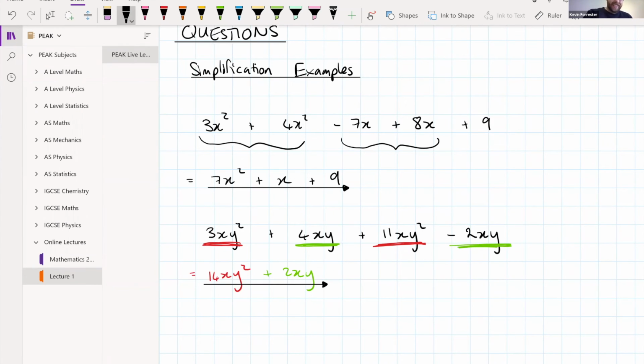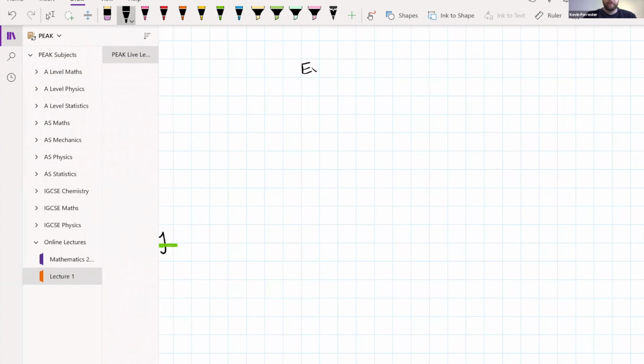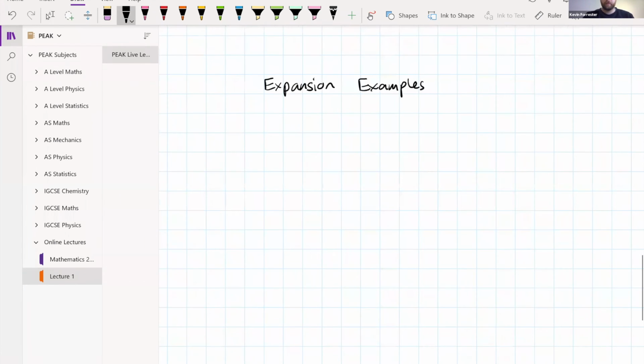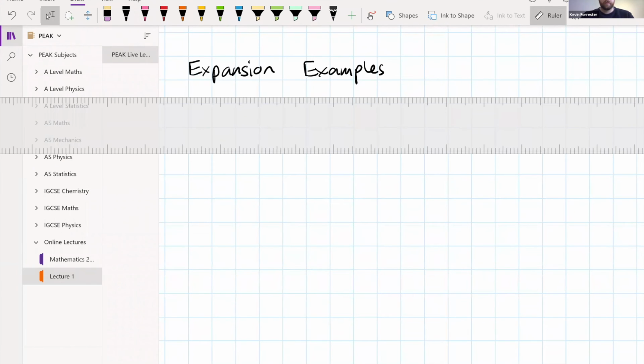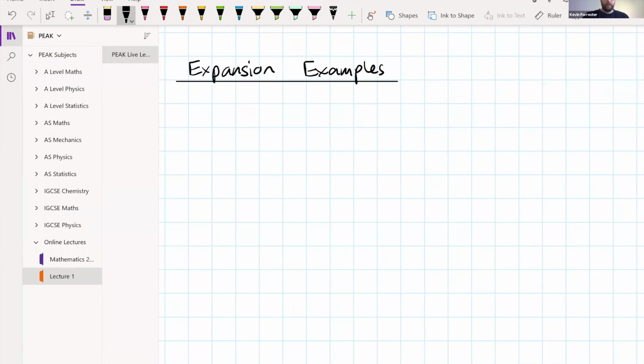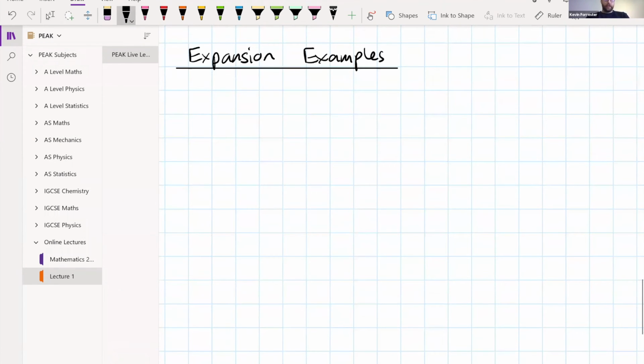Right, let's take a look at some expansion examples. Right, so expansion is actually absolutely fun because we're busy multiplying out some brackets, and everyone likes multiplication a whole lot more than adding and subtracting.